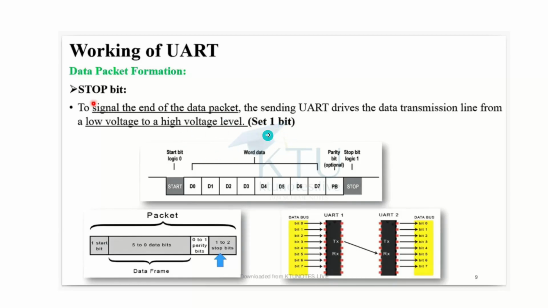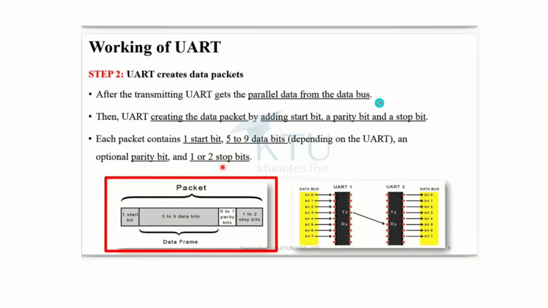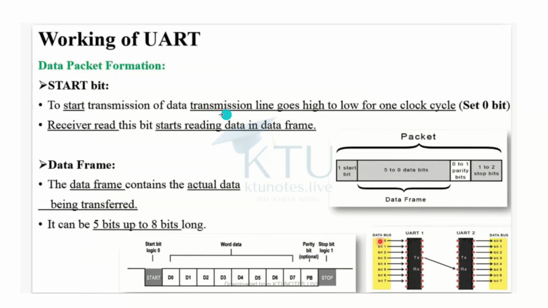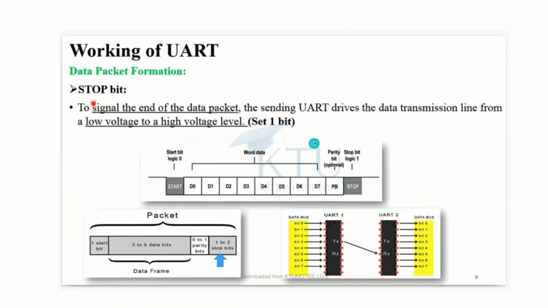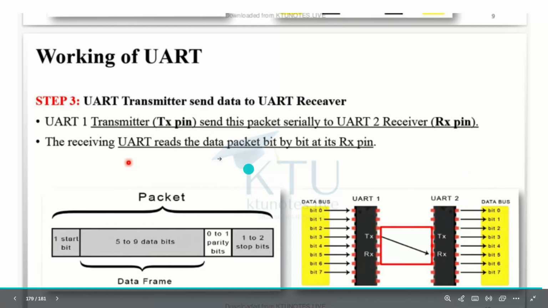So we told you first we have the start bit, which would set this transmission line from high to low. The stop bit, what will it do? It will set this transmission line from low to high voltage. This also we have discussed in the previous video itself. Fine. Then finally you got the data here, right, in the receiver side UART.